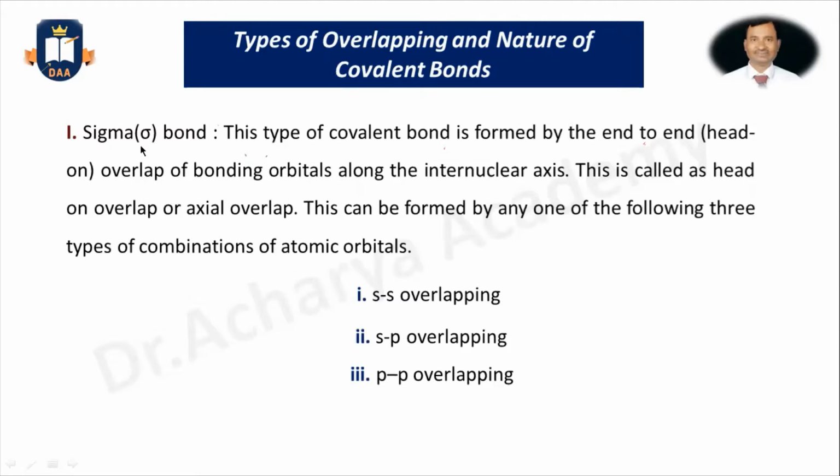Number 1, sigma bond. This bond is formed by the end-to-end, that means head-on overlap of bonding orbitals along the internuclear axis, and this is called head-on overlap or axial overlap. And this can be formed by any one of the three types of overlappings of atomic orbitals. You can see three types of combinations of atomic orbitals overlapping.